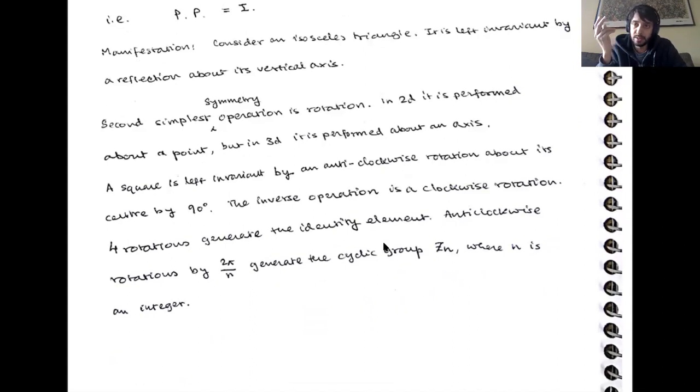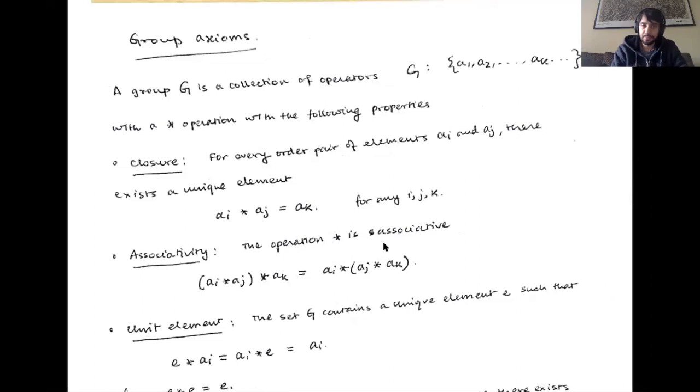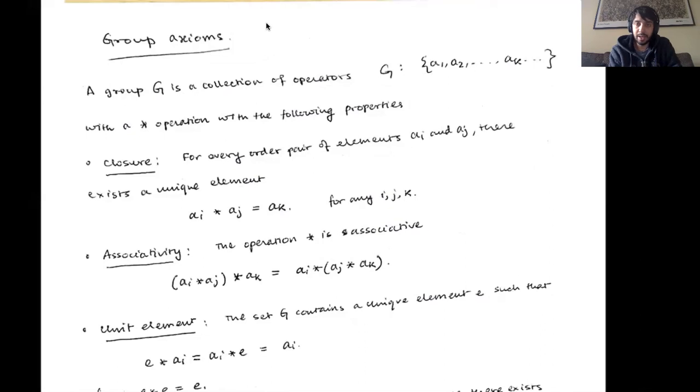Now, before we go on to giving you explicit examples, let's put down a few of the notions of group axioms, which are familiar to quite a few of you, I guess. But let's try to do this nonetheless. So what is a group? A group is a collection of operators a1, a2, dot dot dot, ak, and so on. And there is an operation that I define as star here, and it has the following properties, which are very important, they define the group.